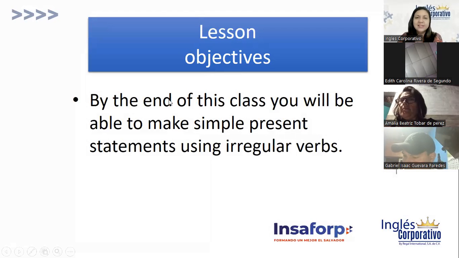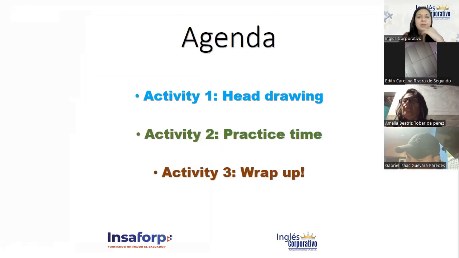So that is the lesson objective. By the end of this class, you will be able to make simple present statements using irregular verbs. We're going to start with activity 1, which is going to be head drawing. Activity 2, practice time. Activity 3, wrap up. It's a very short agenda, but with a lot of things to do.